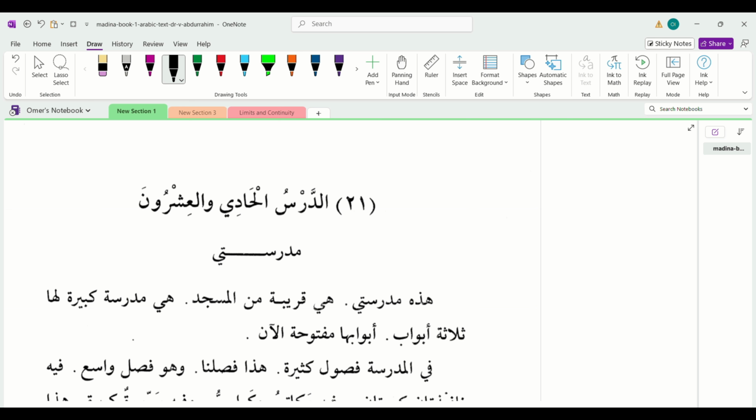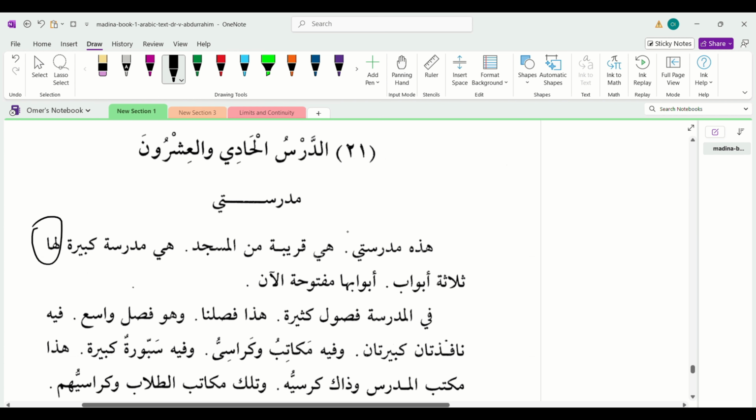هي مدرسة كبيرة لها 3 أبواب. It is a big school which has 3 doors. أبوابها مفتوحة الآن. Its doors are open right now. في المدرسة فصول كثيرة. In my school there are many classes. I added the word there, and since I'm translating, I'm not going to be accurate. I'm just going to give you an idea of what it means. في المدرسة فصول كثيرة. In my school are many classes.